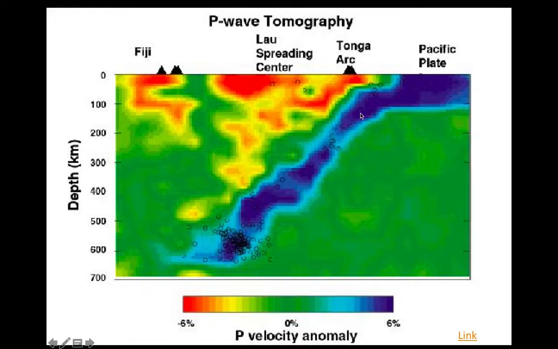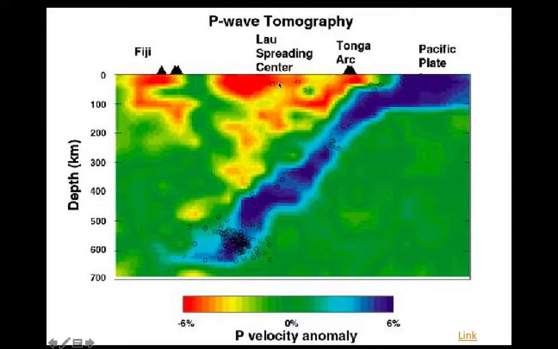So here are seismic wave anomalies. At this point, it's going really fast through this area. These portions here, it's going slow. Well, why would it be doing that? Seismic wave velocity is directly related to density, which is related to temperature. And so what you're actually seeing here is a zone which is cold and zones which are very hot.